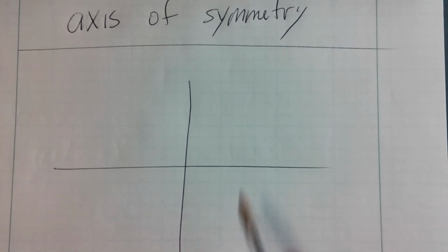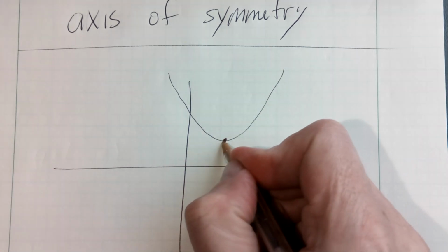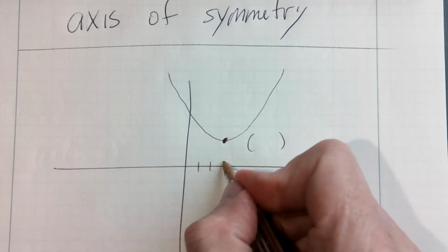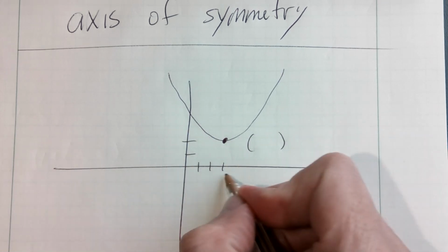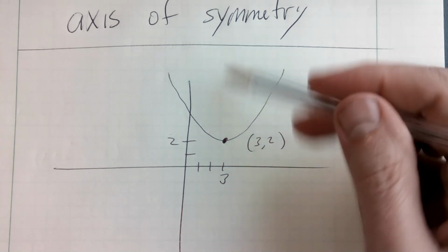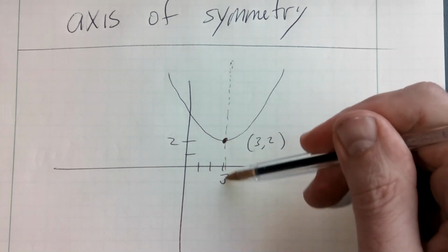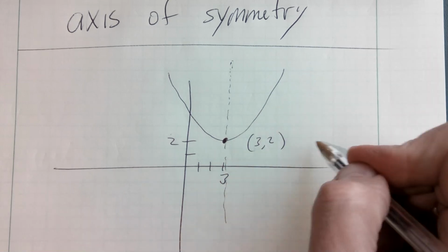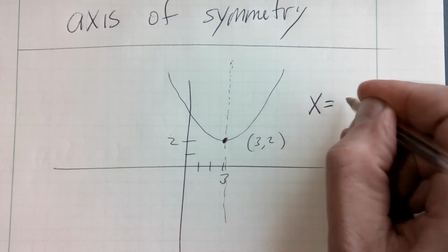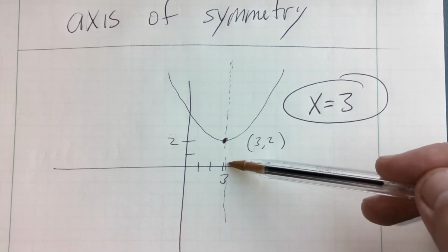or right. In other words, if it's opened up, you just take the coordinate of the vertex. Let's say the vertex is over here at 3 and up at 2. (3, 2). If it's opened up, or if it was opened down, the axis of symmetry is a line that cuts it in half right through the vertex. So the equation for the axis of symmetry for this one would be x equals 3, because it's a vertical line that goes through 3.